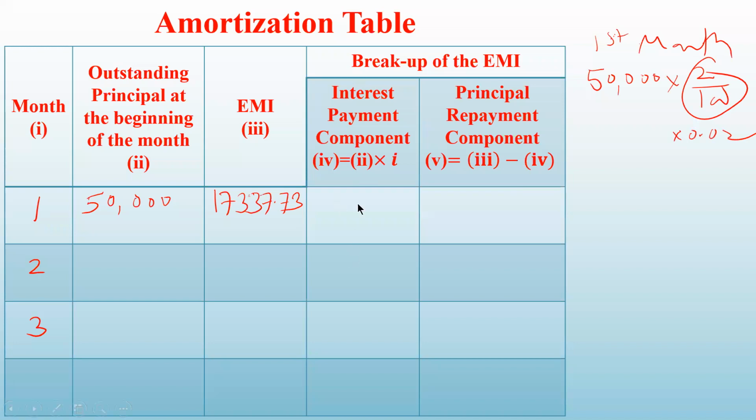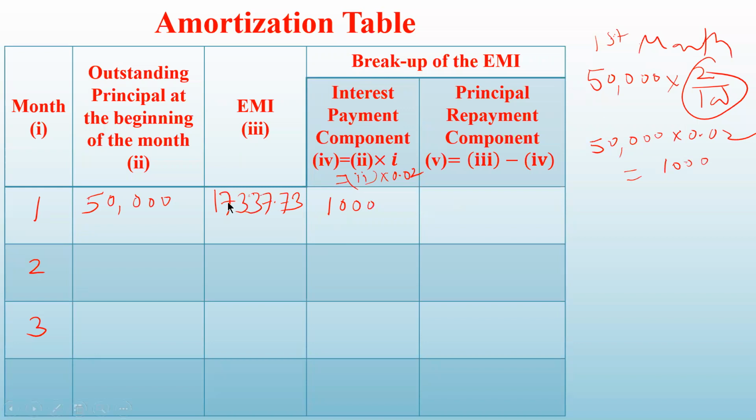That is why I have written here: the fourth column is the second column multiplied by I. When you multiply this figure by I, which means 0.02 in this problem, you will get the interest component. So when you multiply 50,000 by 0.02, you will get 1,000. So in the first month, 1,000 rupees has gone for the interest payment.